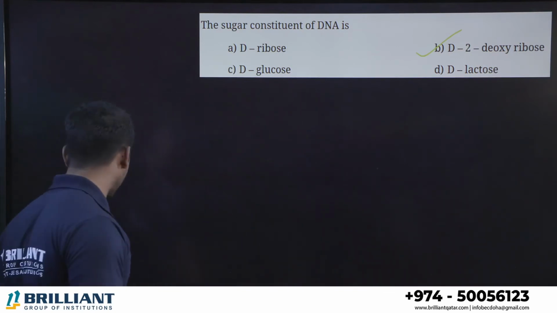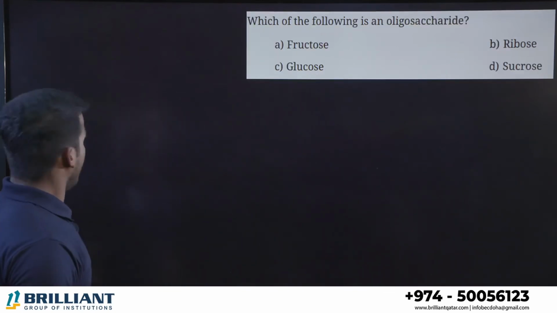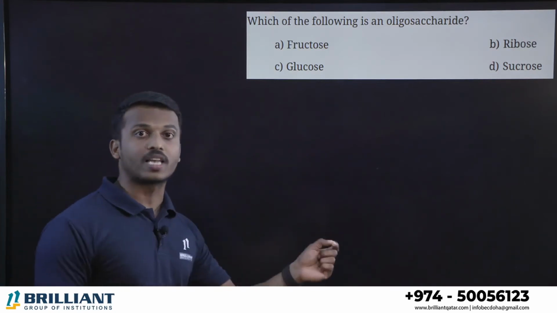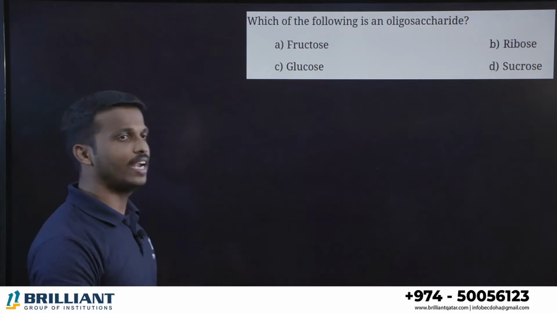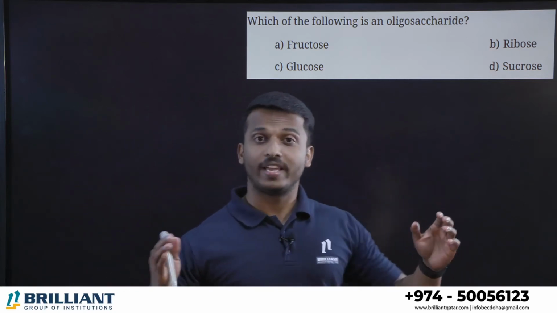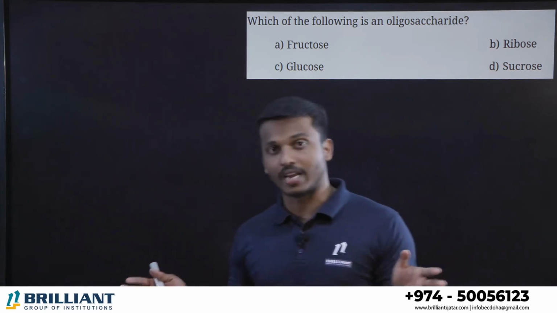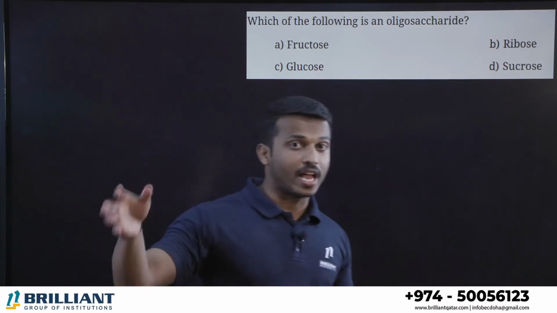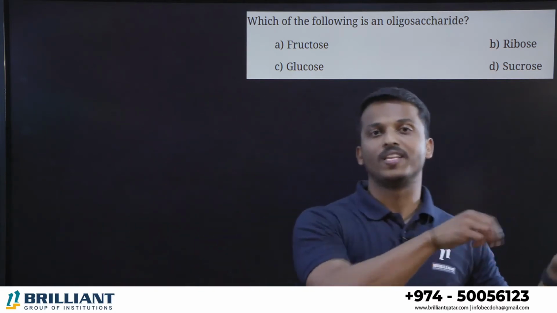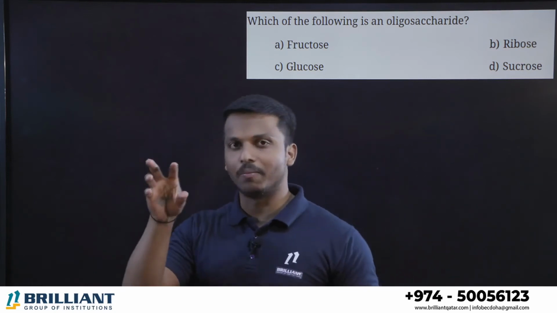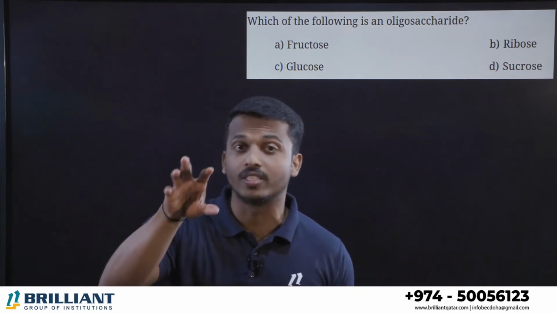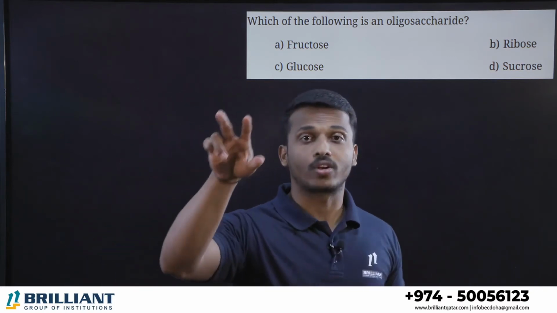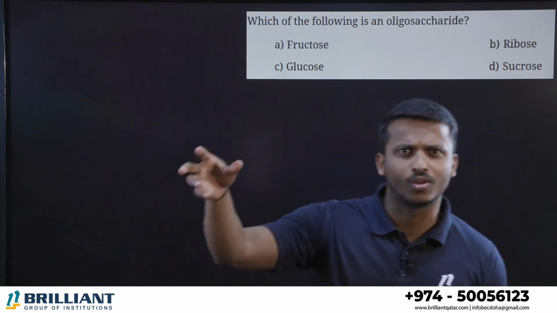D2-deoxyribose. Okay. Names are very important. Here we have, dear all of you, which of the following is an oligosaccharide? You may study carbohydrates. We can classify into 3 types, depending on their hydrolysis. Monosaccharide, oligosaccharide, polysaccharide. Monosaccharide means they won't undergo further dissociation in water. Example, glucose, fructose, and then something like galactose and ribose.